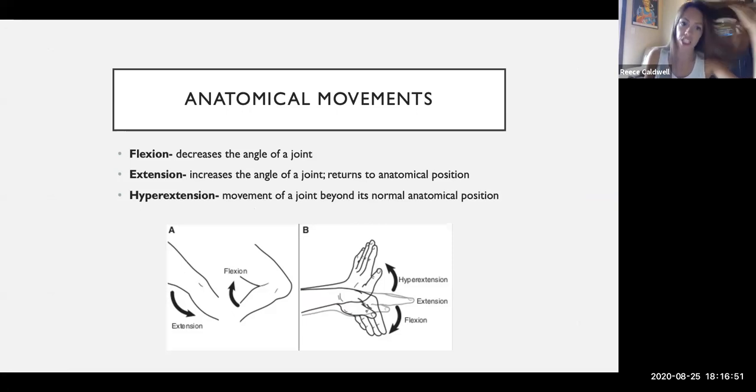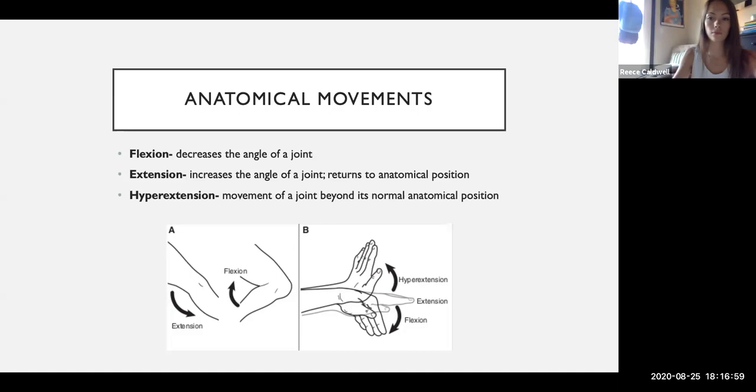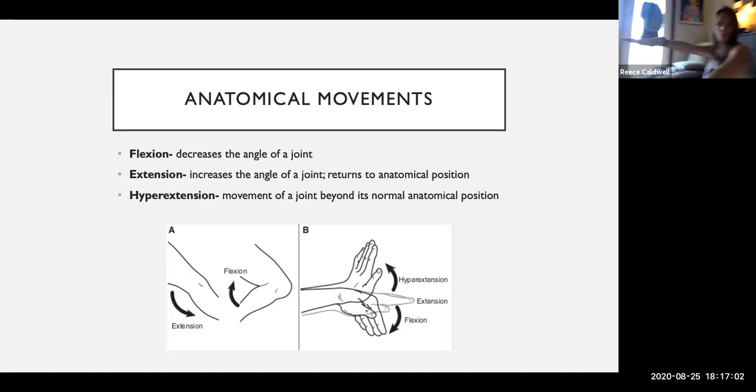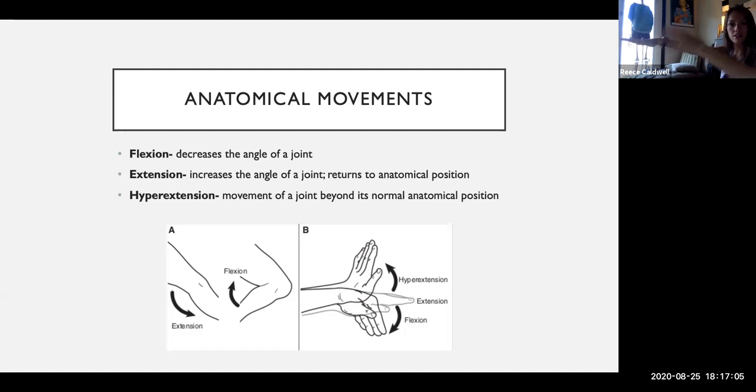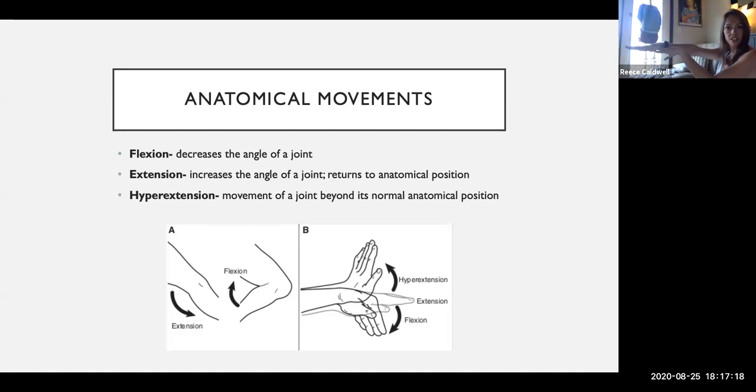So we're gonna start with flexion, extension, and hyperextension. Flexion is decreasing the angle of a joint. So we can think of our wrist joint. Here's our wrist, and whenever we decrease that angle, that is flexion. Extension is increasing the angle or just returning to anatomical position. And then hyperextension is moving it beyond its regular range. So that's flexion, extension, hyperextension.